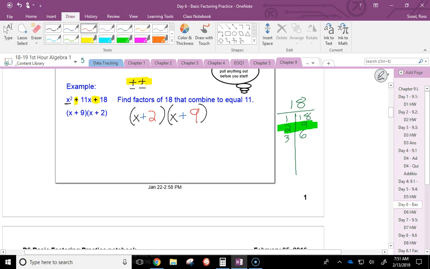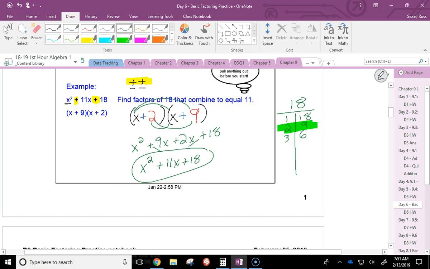If you ever question whether you got it right, go ahead and just multiply. x times x is x squared. That's our 9x. 2x. 18. Combine like terms, we'd have x squared plus 11x plus 18. You get back to your original equation, which means you did it correct.